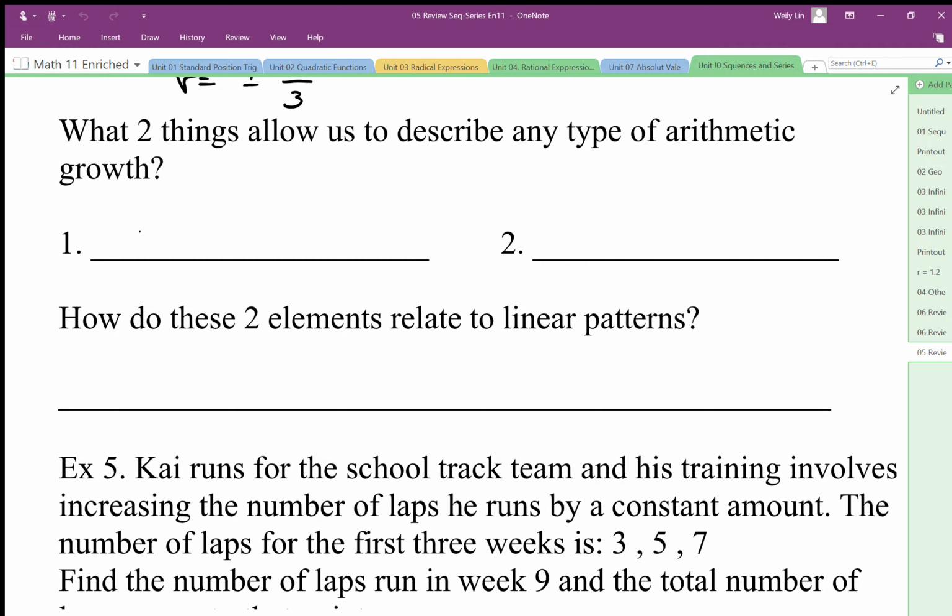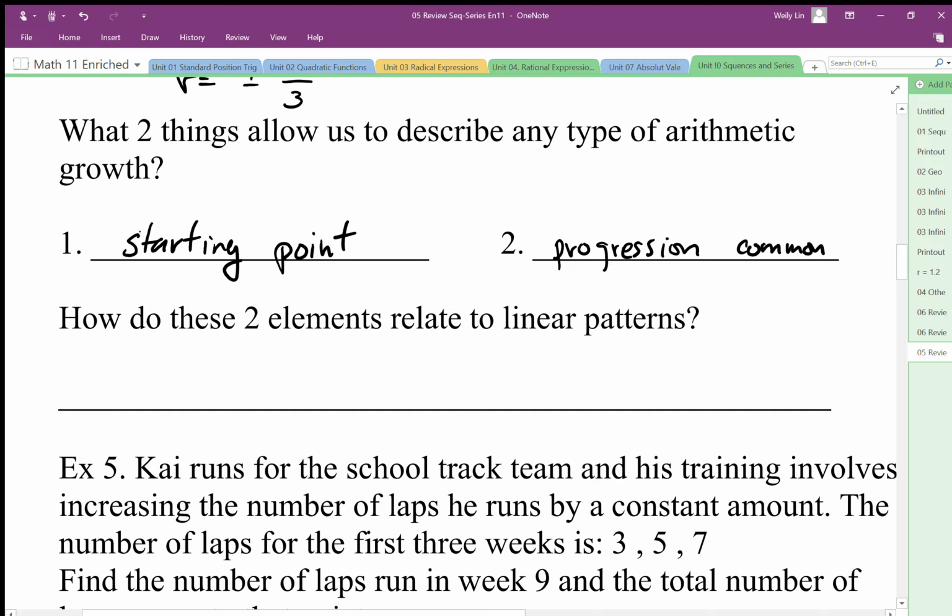So what two things describe any type of arithmetic growth? Well, if I know where the arithmetic sequence starts, so the starting point, and the progression, which is a common difference, if I know those two things, I can describe any arithmetic pattern growth.